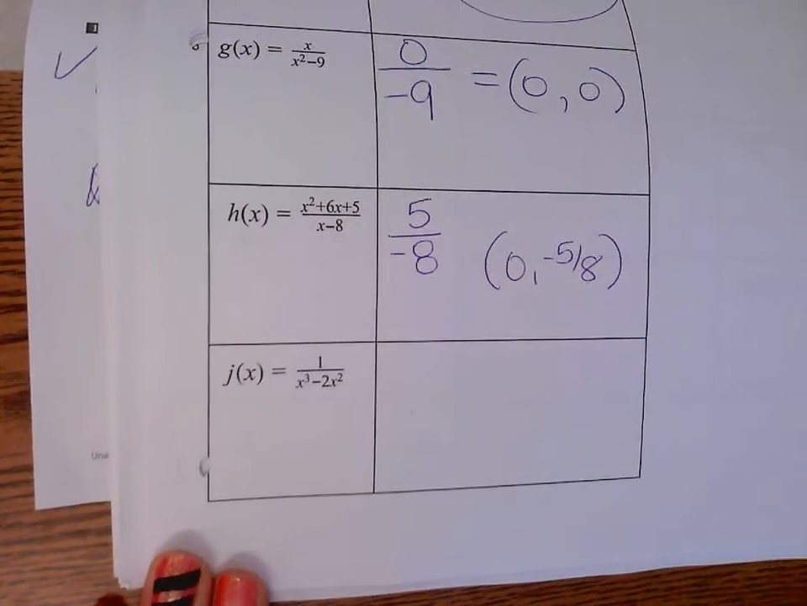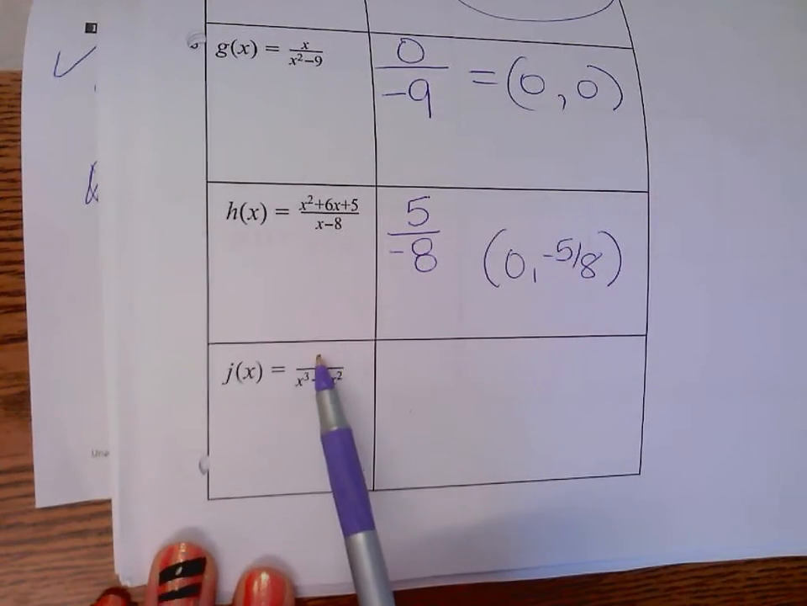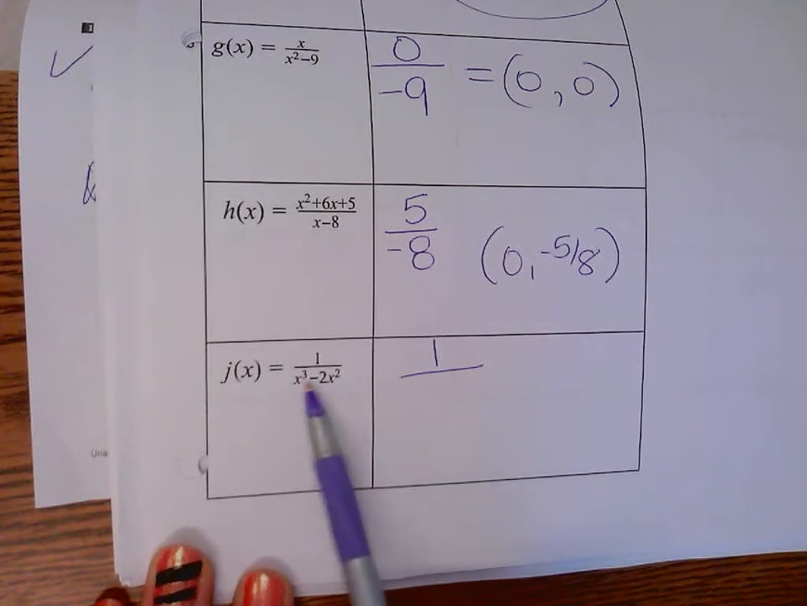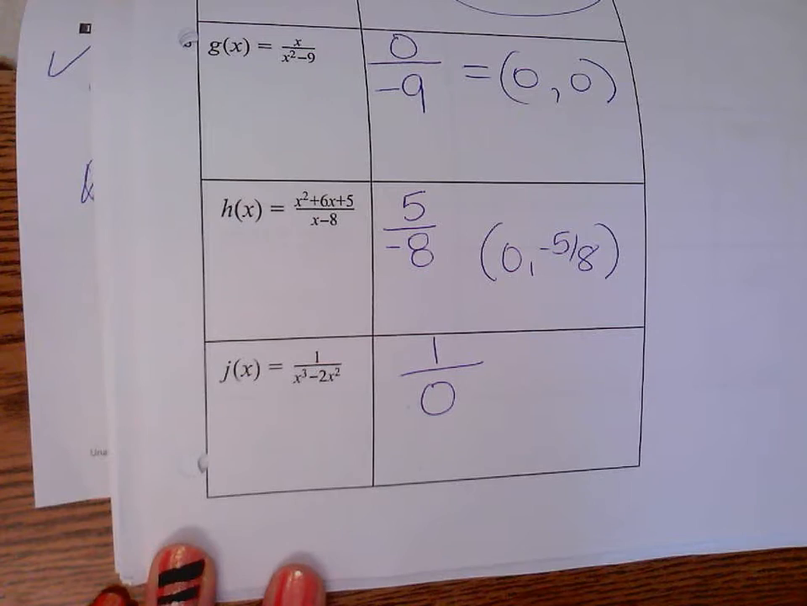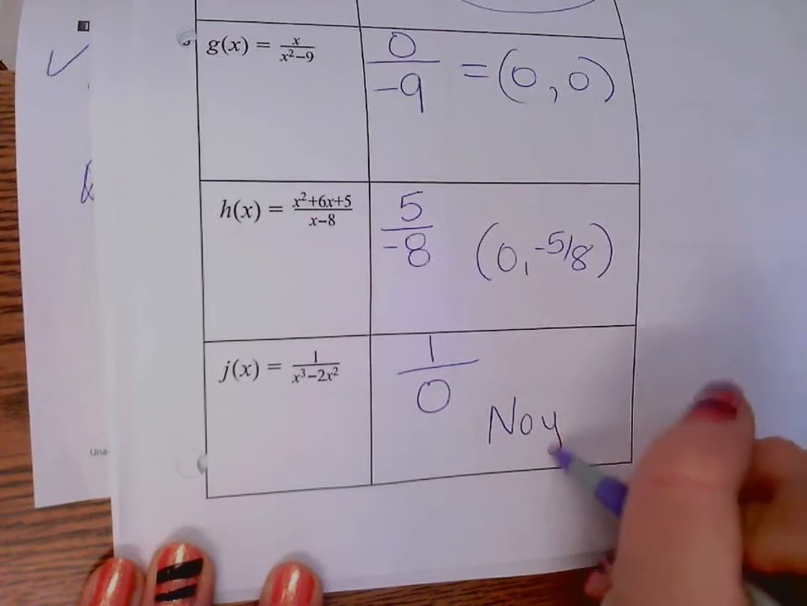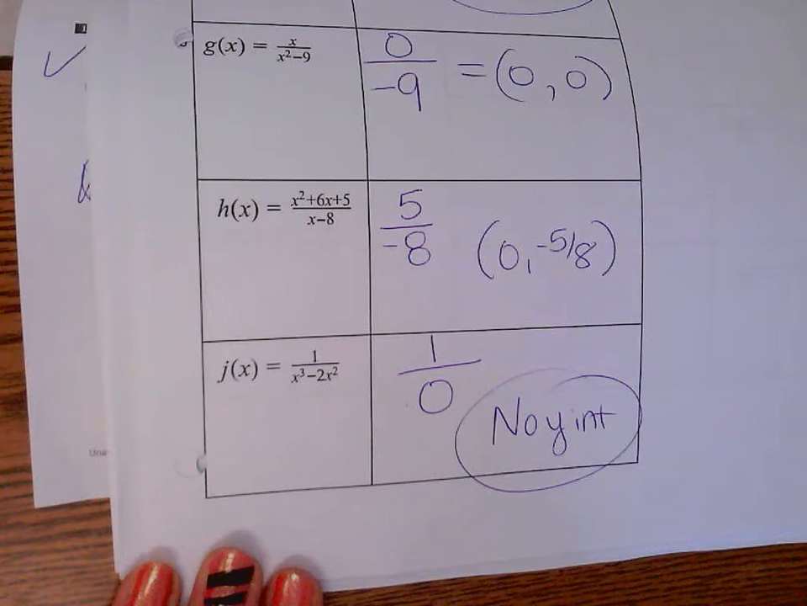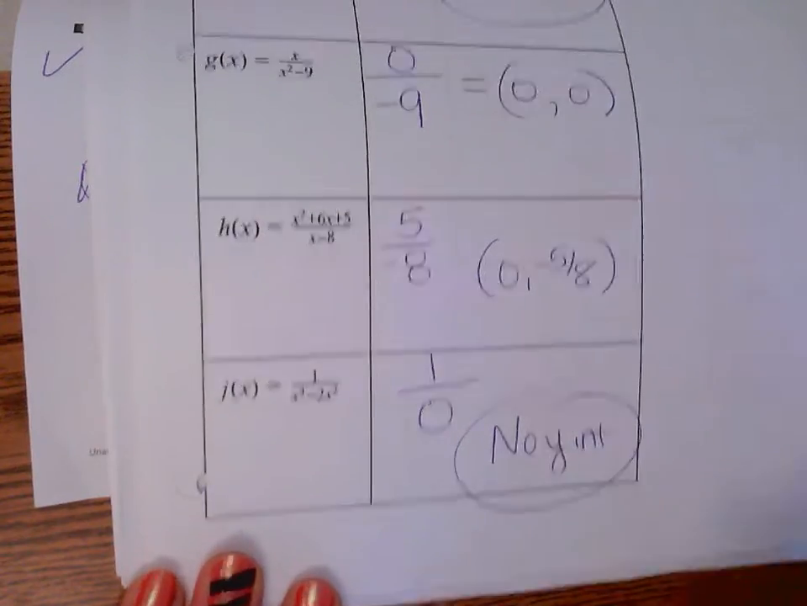What happens in j of x? If I try to plug in 0 in the numerator, I still get 1. If I plug in 0 in the denominator, oh, I get 0. So there's actually no y-intercept, right? Because the y-intercept would have been undefined. So it's okay for there to be no y-intercept because it's probably our asymptote line. So you're going to see that sometimes you can't get one. So that's it. That's step 1.